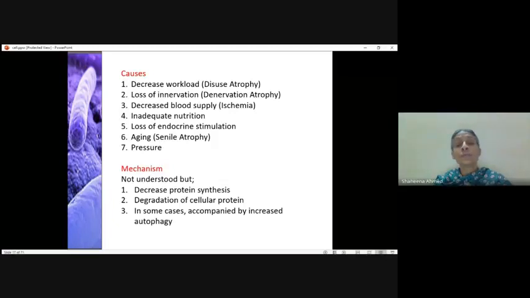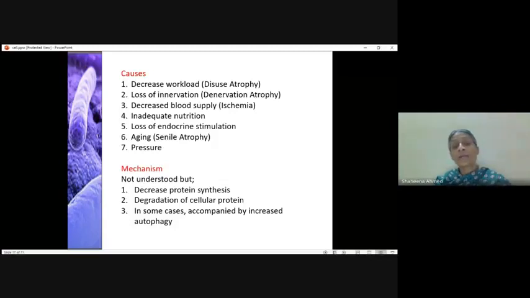Why? Because due to the fixation, the limb was not able to move. It was not being put to its full usage. So the cells in that area shrunk in size because at that time they were not functioning. So this is known as disuse atrophy.